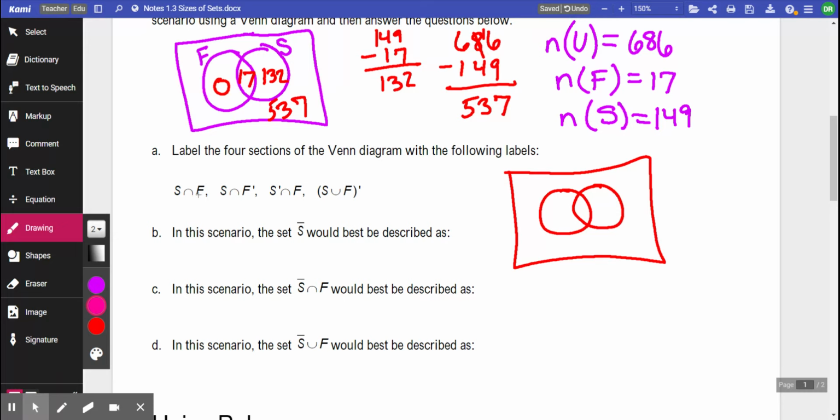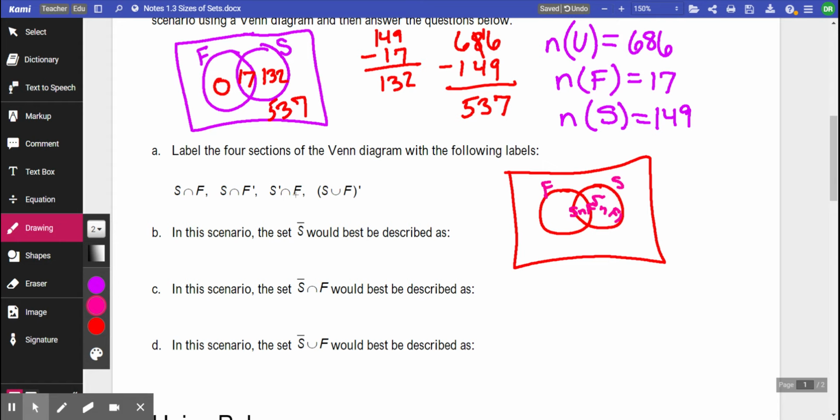When I say S and F, that means the intersection of S and F. All right, so let's let this be F and let's let this be S. The overlap is right here. So this is your portion S and F. S and not F. All right, so complement of F. So that means everything that's in S that is not in F. So everything that's in S that's not in F, that's this right here. So this is S and not F.